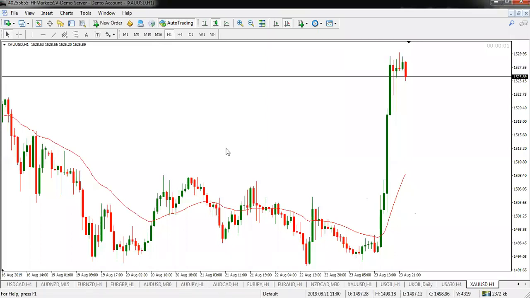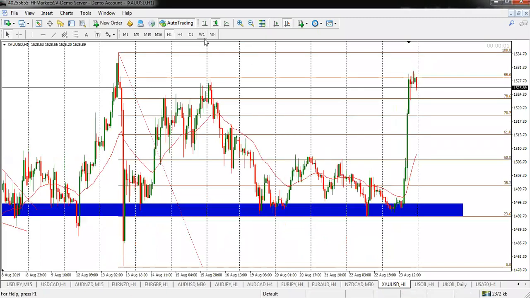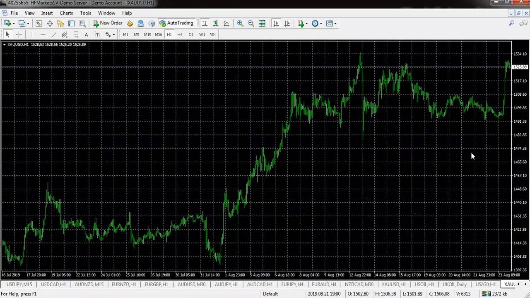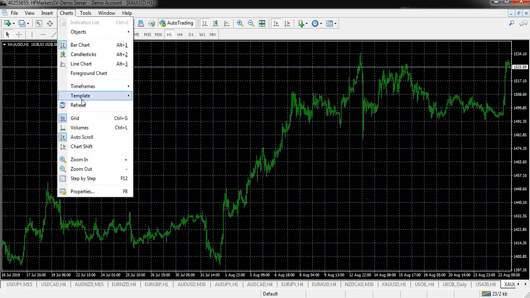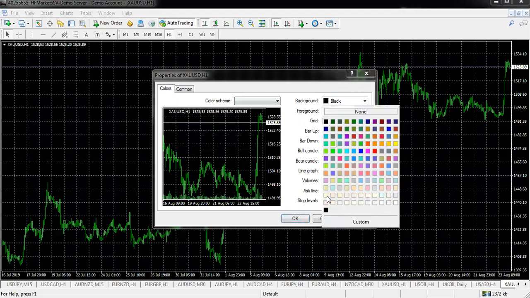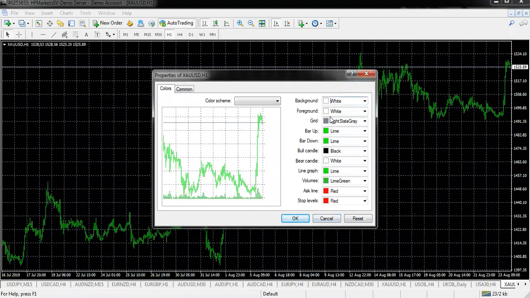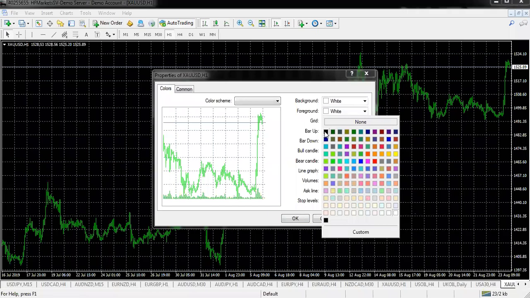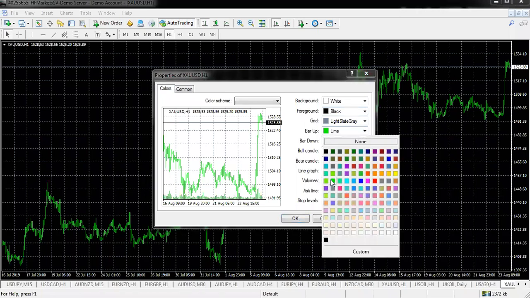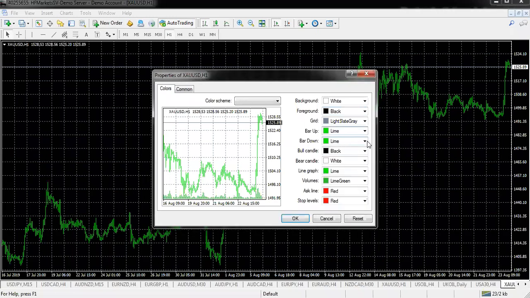Let me open a bare chart once again and walk you through how to achieve what I just did. I come to chart and then to properties, and this is where I do all my settings. You can change your background from black to white like I did, and you can see it has changed. Change the foreground to black if you want. You can change your bar up, that is your bullish candles. I love them green and I love the bar down red.